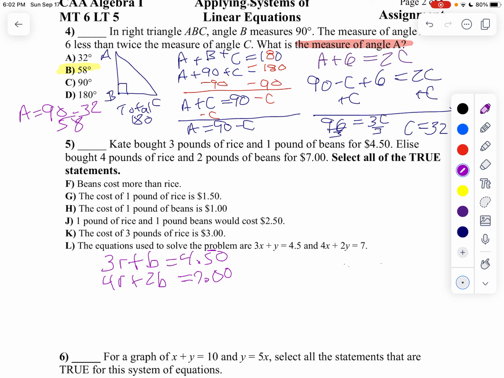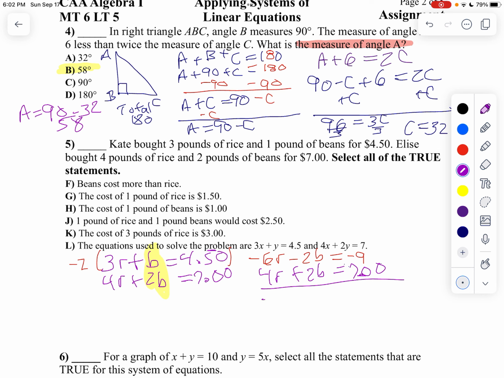Let's use elimination on this one. The reason I want to use elimination is I notice my B's are really close, aren't they? So if I multiply the top equation by -2, my B's will be opposite. So then we'll say -6R minus 2B equals -9. And then my second equation is going to be 4R plus 2B equals 7. I don't know why I put $7 in there, but I did.